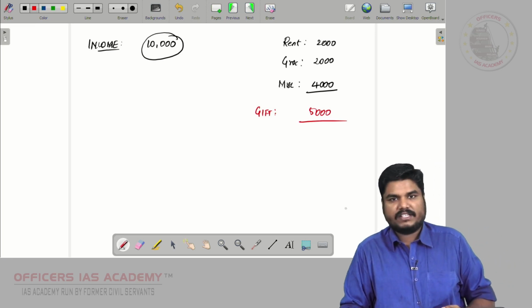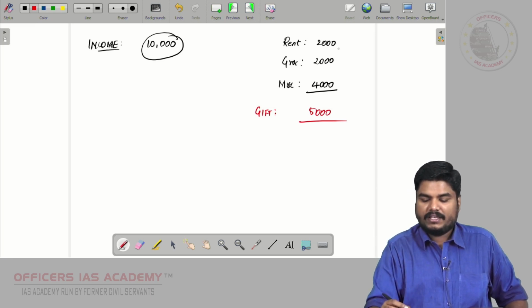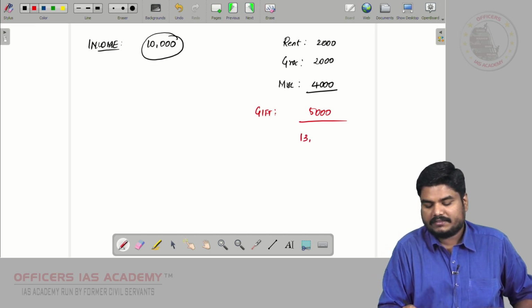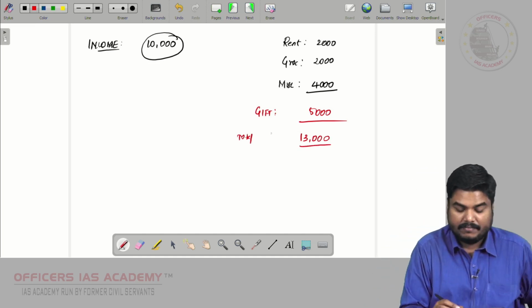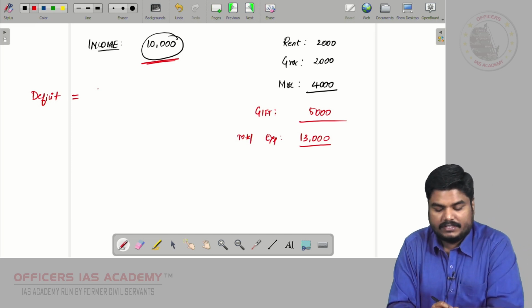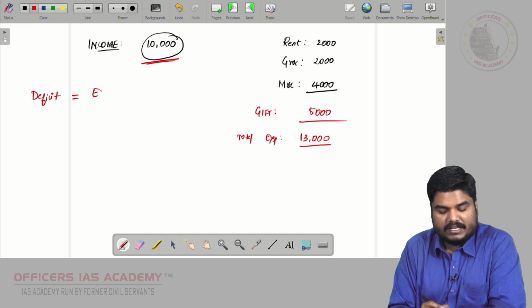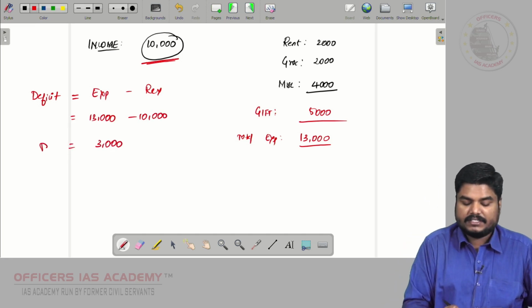I have to do that. The gift is 5,000 rupees. What is my total expenditure now? It is going to be 8,000 plus 5,000, 13,000. So 13,000 is my total expenditure. What is my income? My income is 10,000. So my deficit is equal to expenditure minus income, right? 13,000 minus 10,000, I get 3,000 rupees. So this is my deficit.